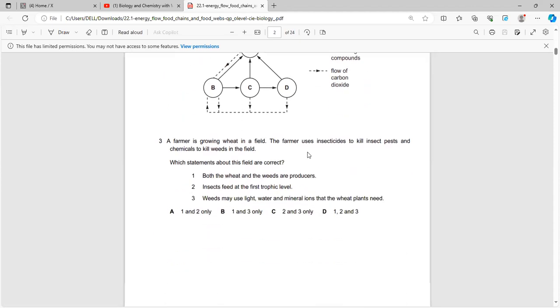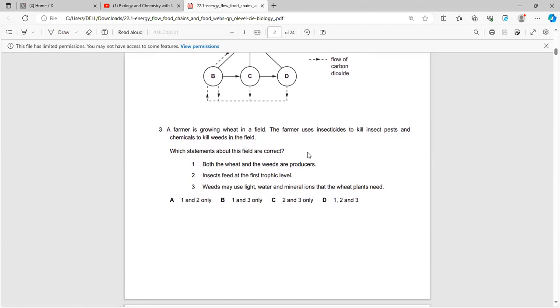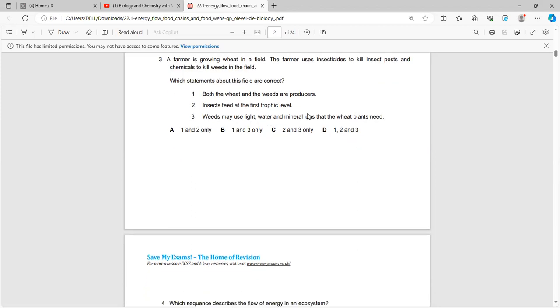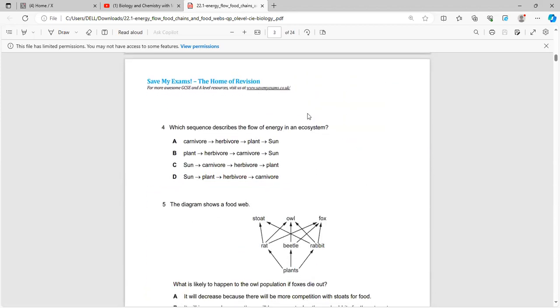Now we come to question number three. They ask what the relationship of weeds is in this question. So you need to know which options are correct. Firstly, option number three is that weeds may use light, water, and mineral ions. That is correct because weeds act as competitors to the plants, and they inhibit the plants from carrying out the process of photosynthesis. They use up their nutrients. So three is correct, and number one is correct as well because weeds make their own energy by the process of photosynthesis.